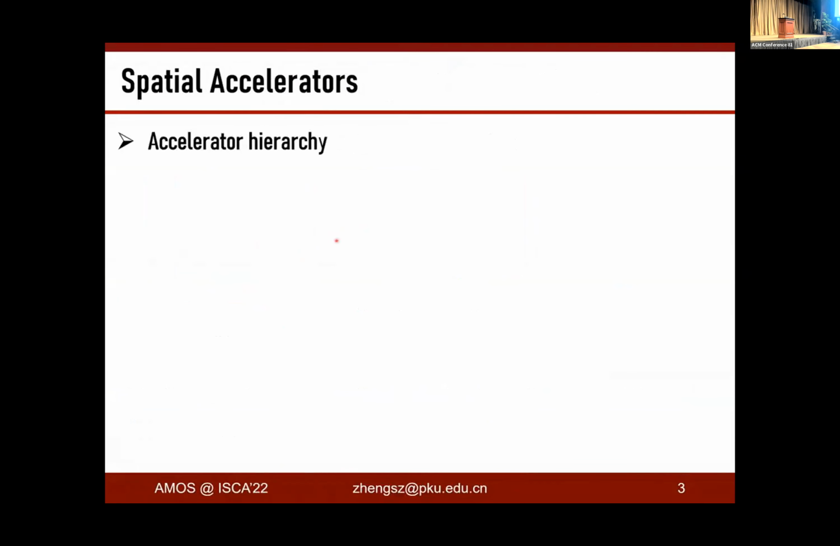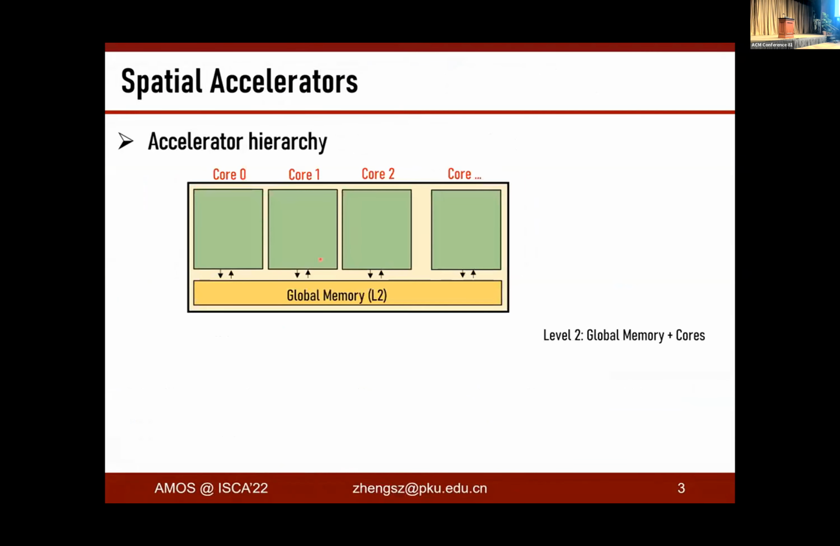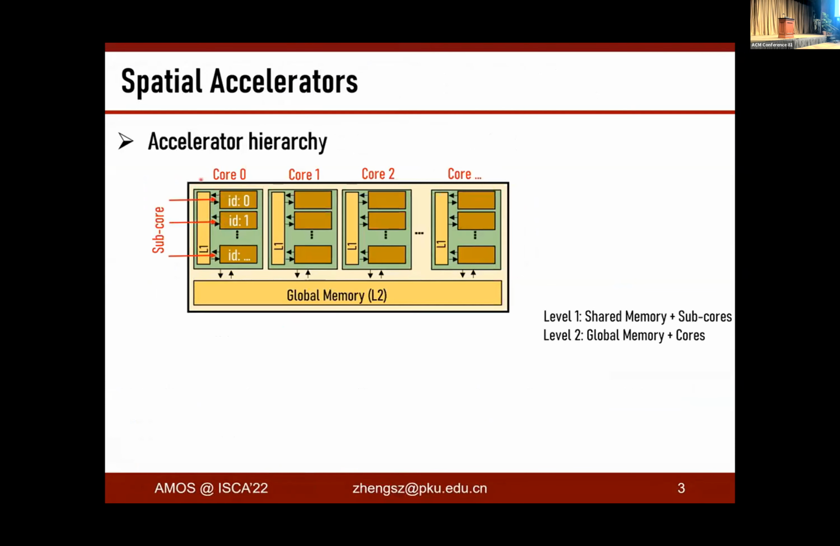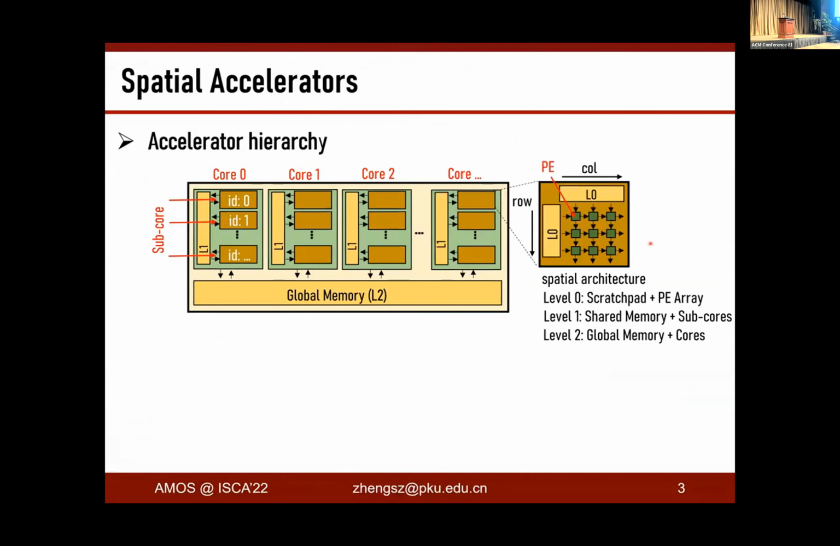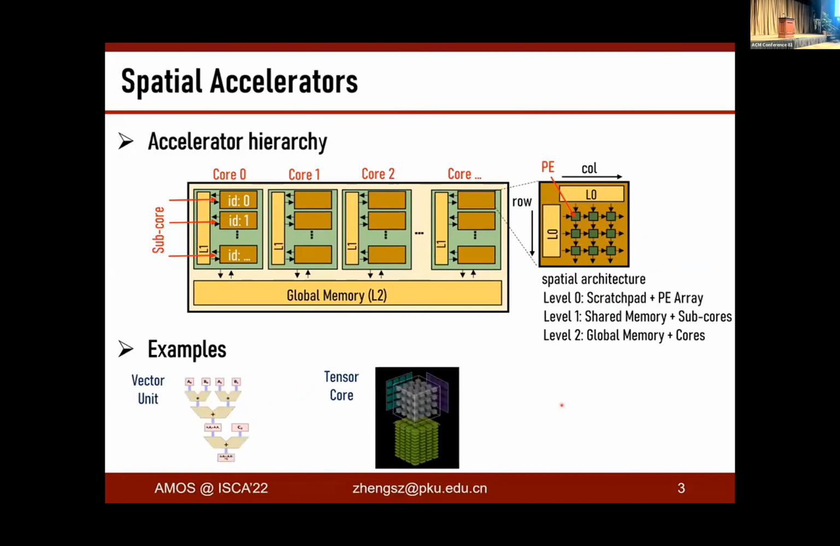The spatial accelerators are composed of many cores that share global memory. Within each core, there are many subcores that share on-chip buffers, and each subcore is composed of a PE array. The PEs are organized in a spatial architecture to implement specific tensor computations in hardware. Typical examples include AVX units, Tensor Core, and matrix multiply units.